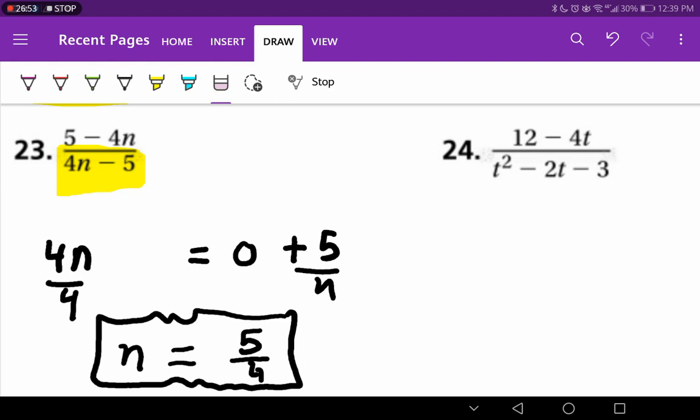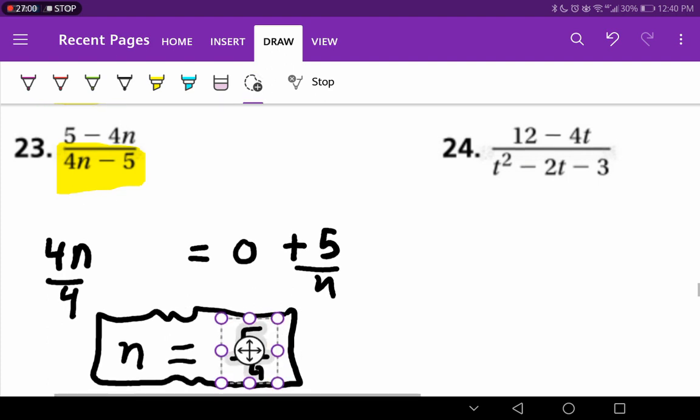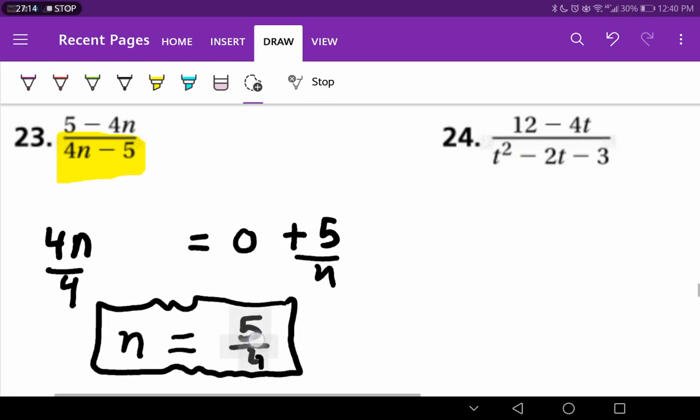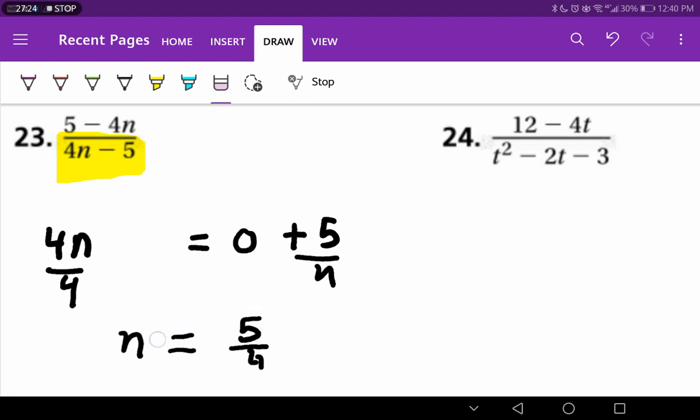Why? Because can you divide by 0? No. If I put 5 over 4 instead of n, 4 times 5 over 4 is 5, minus 5 I will get 0, so I'm dividing by 0. Can you divide by 0? No. So that is why it is excluded. We always avoid having a 0 in the bottom part of the fraction. So this is the meaning of excluded value.